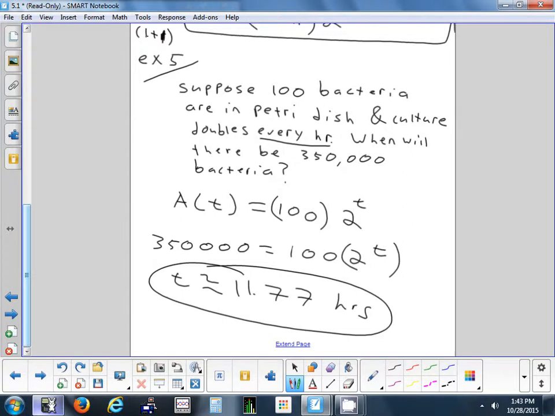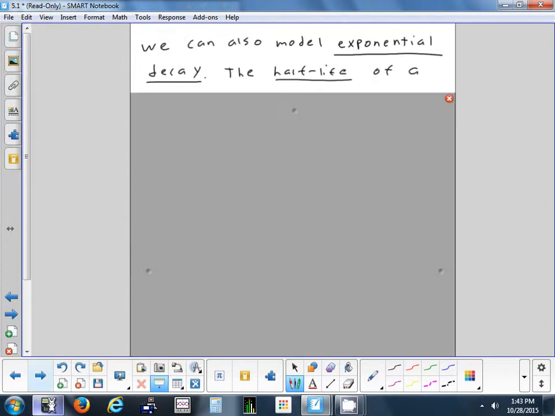All right, last one. Okay, so the opposite of something doubling, it's called half-life. Okay, does anybody know where that term is used?